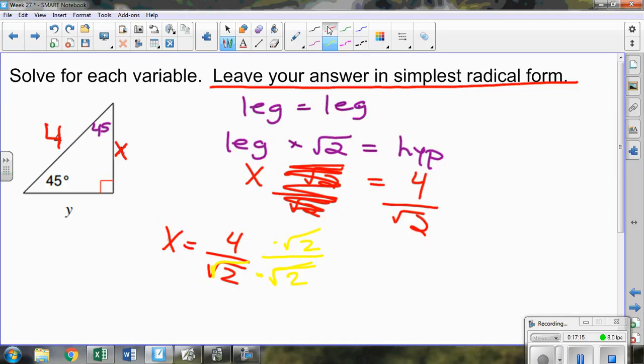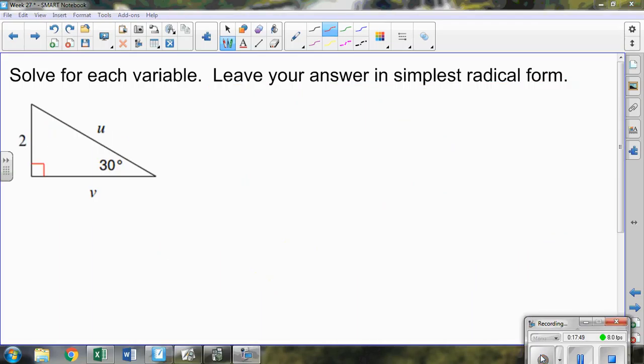So that gives us 4 times the square root of 2 over root times root, the number itself. And we can then observe that 4 over 2 simplifies. And so this becomes 2 times the square root of 2, and that's the simplest radical form. You'll notice this one was the example we did before also.